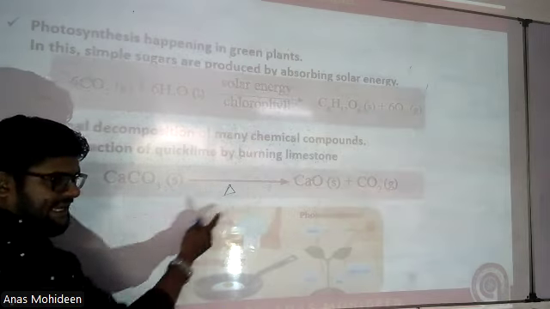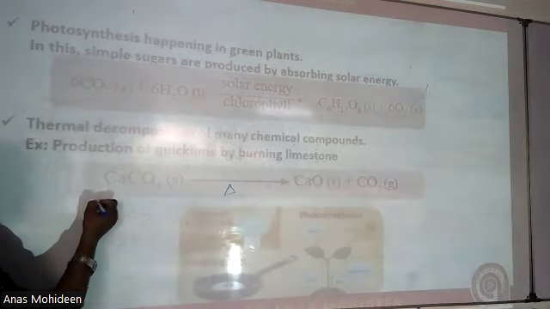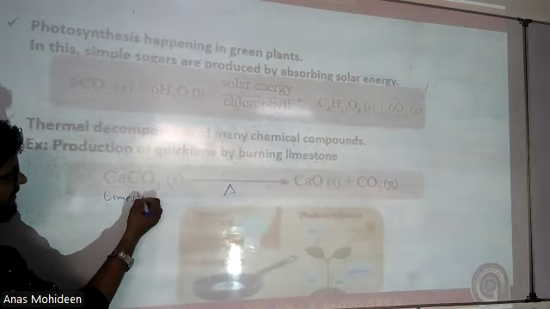And the breakdown of calcium carbonate also needs energy. Heat energy you have to provide. Absorbing energy, it breaks into calcium oxide and carbon dioxide. Calcium carbonate, we are giving another name: limestone.